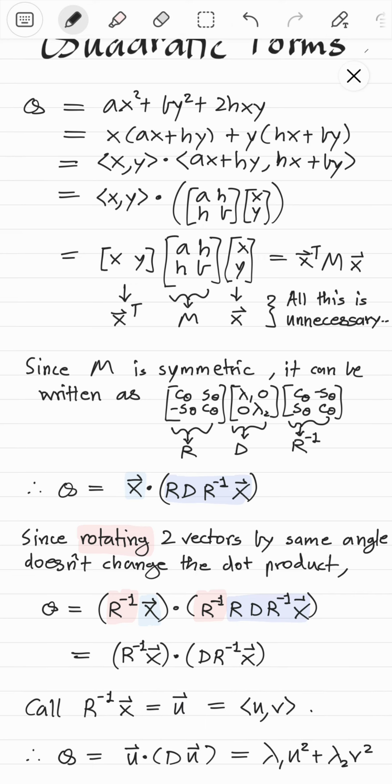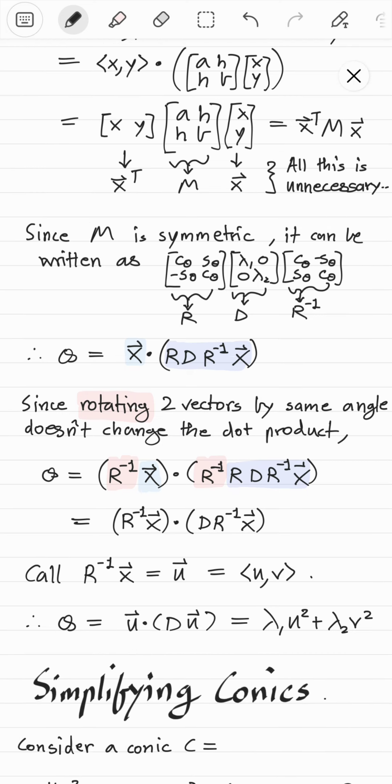Now here's an important thing: rotating two vectors by the same angle does not change their dot product, right? I repeat, rotating two vectors by the same angle doesn't change the dot product. So look at this, you have two vectors, this blue vector and this purple-ish vector, and you are rotating these two vectors by applying the R inverse matrix on both of them, and then taking a dot product. This dot product will be the same as this dot product, right? So q over here and q over here are the same thing.